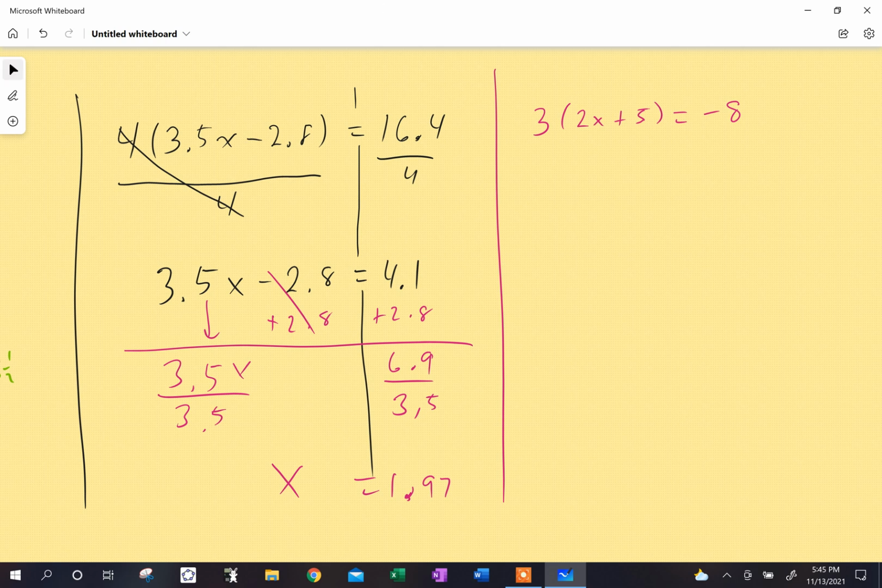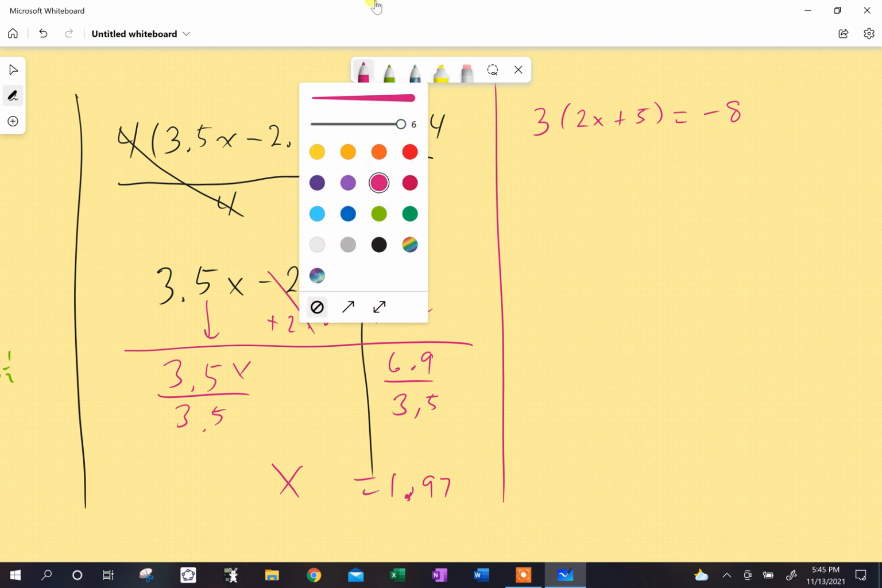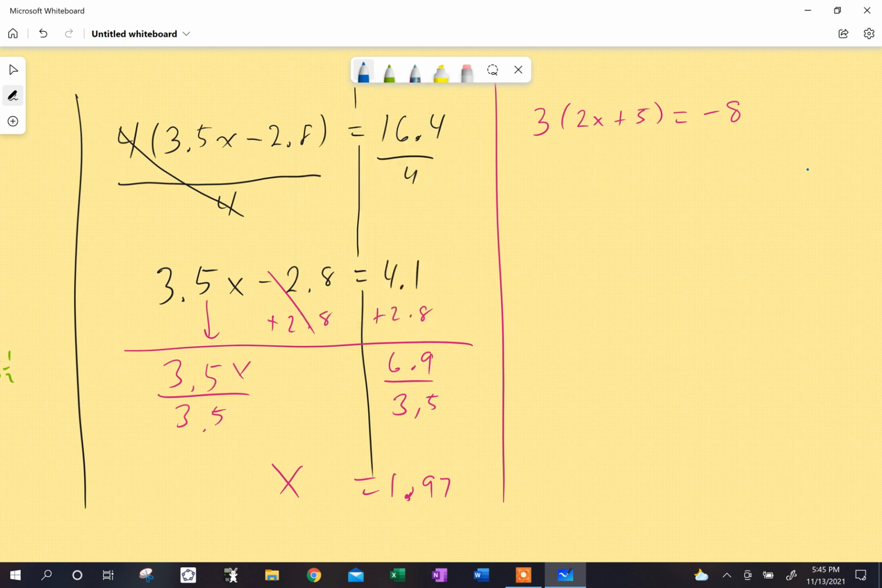So what I would recommend here, and this is really the big concept, this is what I want you guys to take away, is that if 3 doesn't go into 8 evenly, and it doesn't, that's when it would be advantageous to distribute first. So I'm going to get 6x plus 15 equals negative 8.